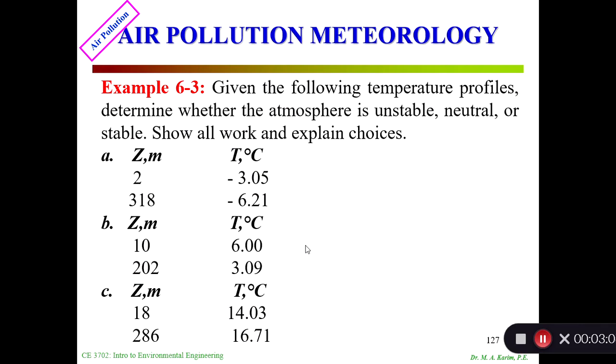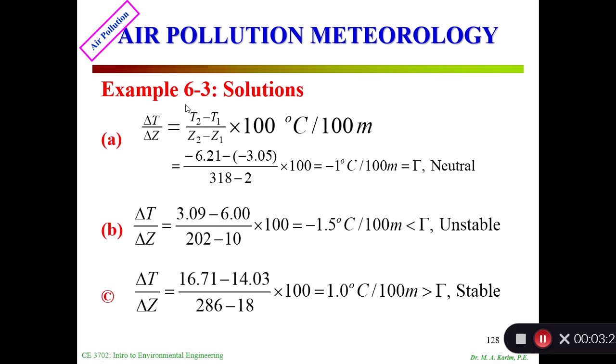So for example 6.3, we'll calculate and make sure whether the atmosphere is unstable, neutral, or stable, and explain the choices. So A, B, C, I think I have the solution over here. A is delta T over delta Z. We have this, and then I multiplied it by 100 because I would like to make it per 100 meter. So I got -1 degree Celsius per 100 meter.